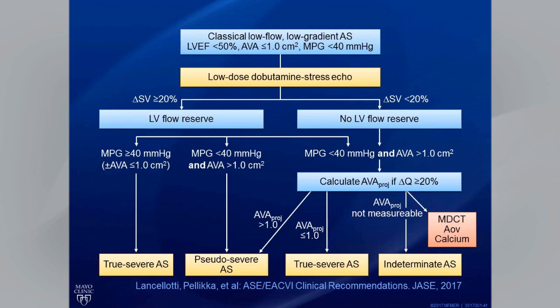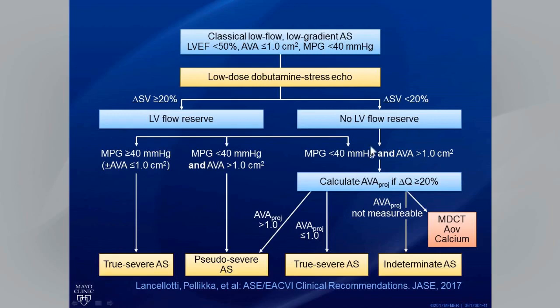With true severe aortic stenosis, the valve area remains less than 1 centimeter squared, and this patient would be expected to benefit from aortic valve intervention. In fact, it may be the aortic stenosis that is causing the left ventricular systolic dysfunction. On the other hand, in the circumstance of pseudo-severe aortic stenosis, we might note that the valve area actually increases, and the mean gradient does not exceed 40 millimeters mercury. This patient would be expected to benefit more from a treatment of their heart failure than from their valve.